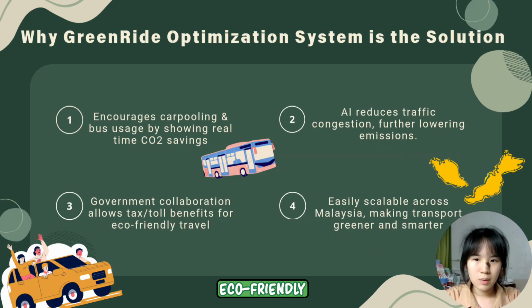Next, I will discuss why the Green Ride Optimization System is the solution. First of all, it can encourage carpooling and bus usage by showing real-time carbon dioxide savings. Second, AI reduces traffic congestion, further lowering the emissions. Third, government collaboration allows tax benefits for eco-friendly travel. And the last, it can easily scale across Malaysia, making transport greener and smarter.